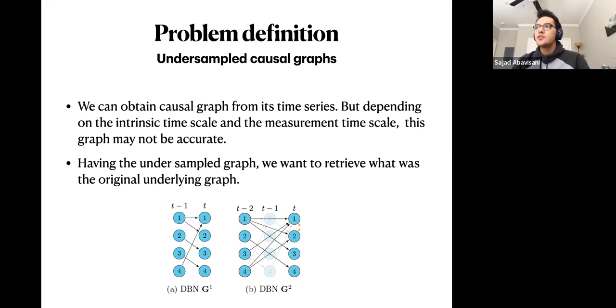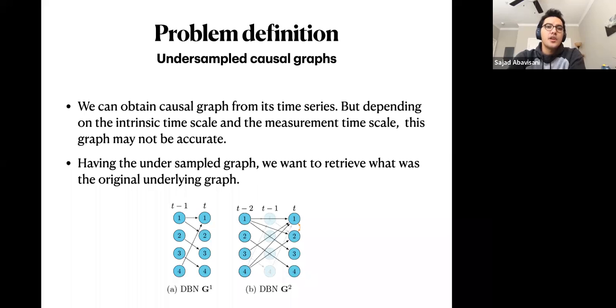So consider that we retrieve this causal graph from some time series. And the problem is that if the intrinsic causal time scale of that phenomenon, whatever it was, is faster than our measuring time scale, we will not be able to retrieve that true graph.